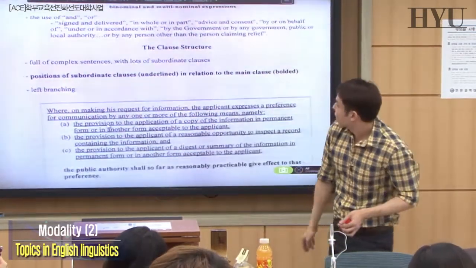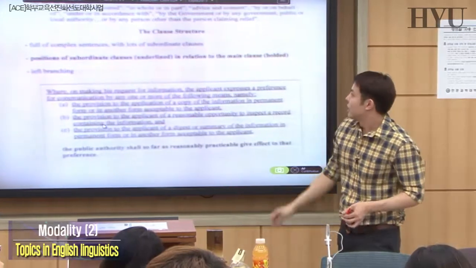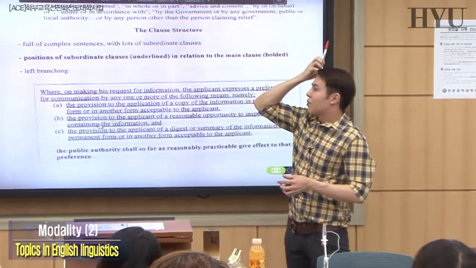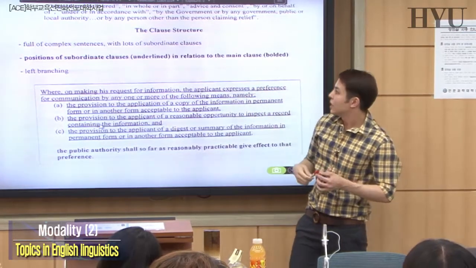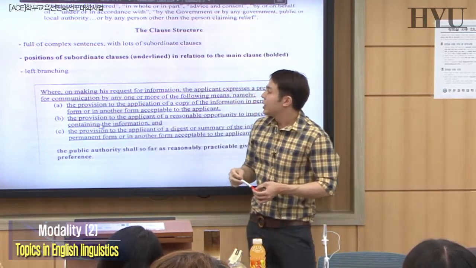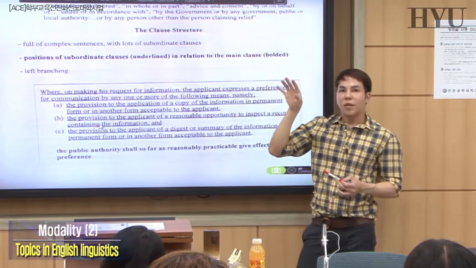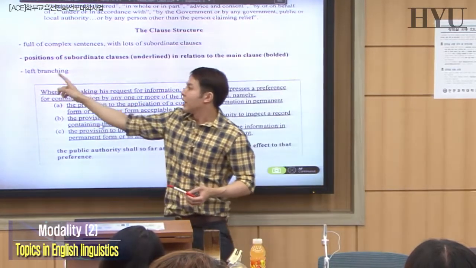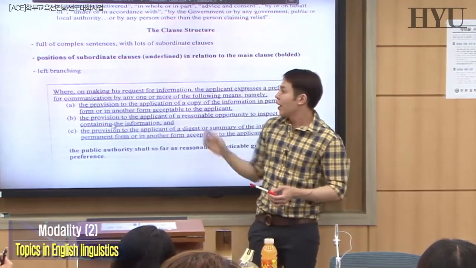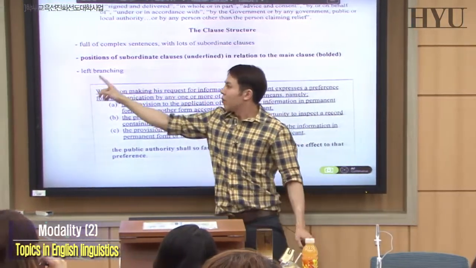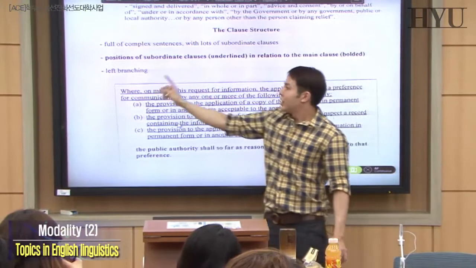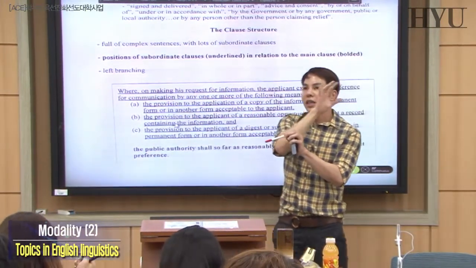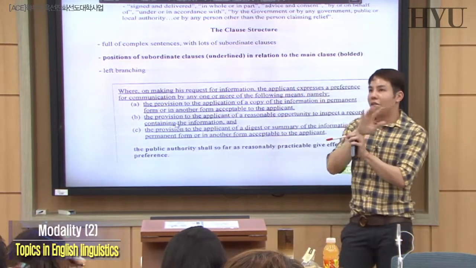So another factor that makes it long is the clause structure. We have a lot of subordinate clauses or complex sentences, and we can talk about the different patterns based on whether it's left branching or right branching, okay? So let's start with left branching. Left branching meaning you have subordinate clauses to the left of the main clause.